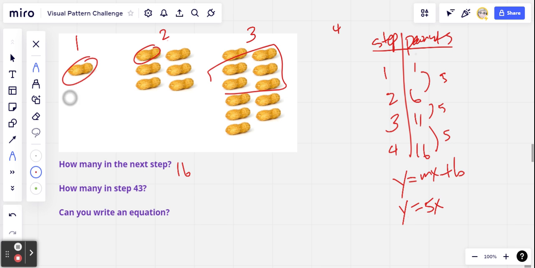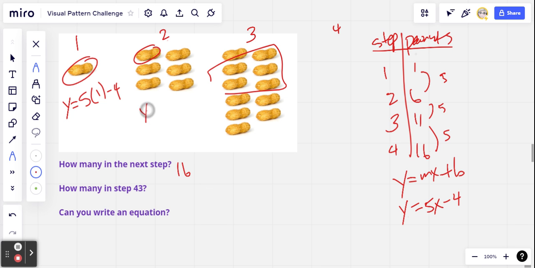If we go to step 1 and we try this stem of our equation out, y equals 5 times x, where x represents the step number, so we'll plug in 1. That would give us 5 peanuts. 5 times 1 is 5. We've only got 1 peanut. That is 4 too many. So we actually have to subtract 4 peanuts. And our b turns out to be a negative 4. So I think the equation is y equals 5x minus 4, but we should test this with step 2 here.